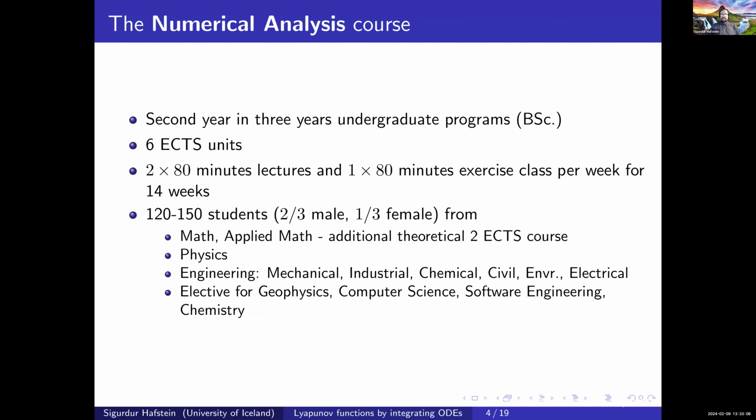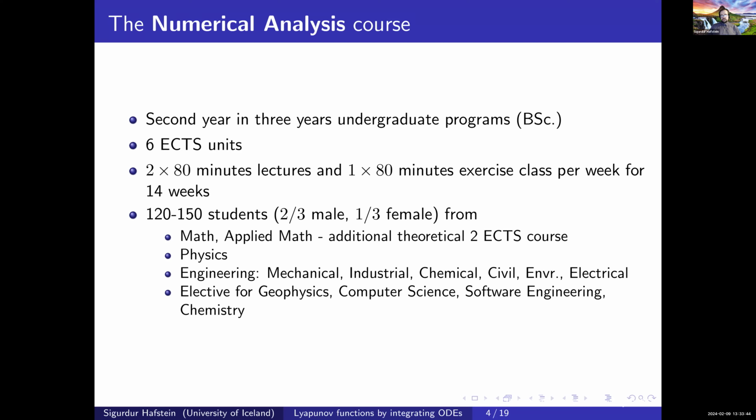So first about the course. It's a second-year course in a 3 year undergraduate bachelor's program. It's 6 ECTS units, which are the standard European units from Bologna. Basically, it's like a normal course. This means that if you have 2 semesters, they should take 5 such courses per semester. And there are 2 times 80 minutes lectures per week and 1 times 80 minutes exercise class per week. And this goes on for 14 weeks. So the semester is 14 weeks.